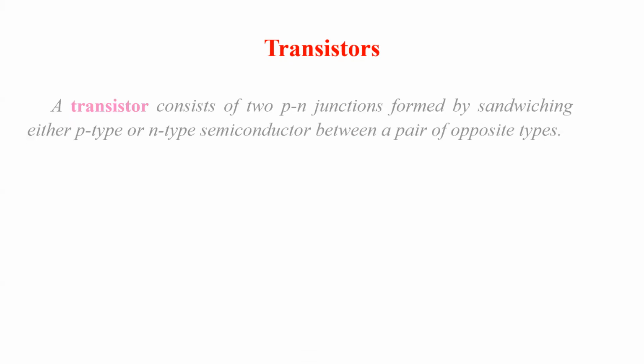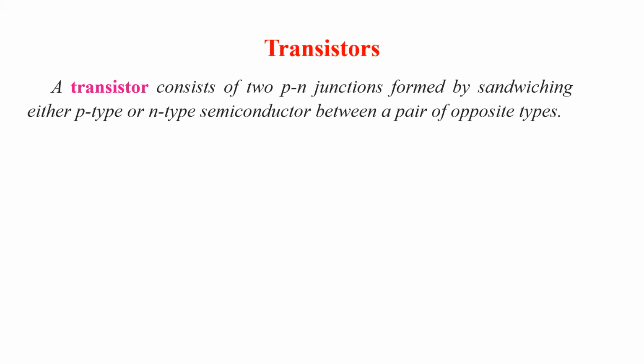Hello everyone. So in this short video, we will try to discuss the basics of the transistor. Transistor is a semiconductor device and basically it consists of two p-n junctions in it, and it is formed by sandwiching either p-type or n-type semiconductor between a pair of opposite types.